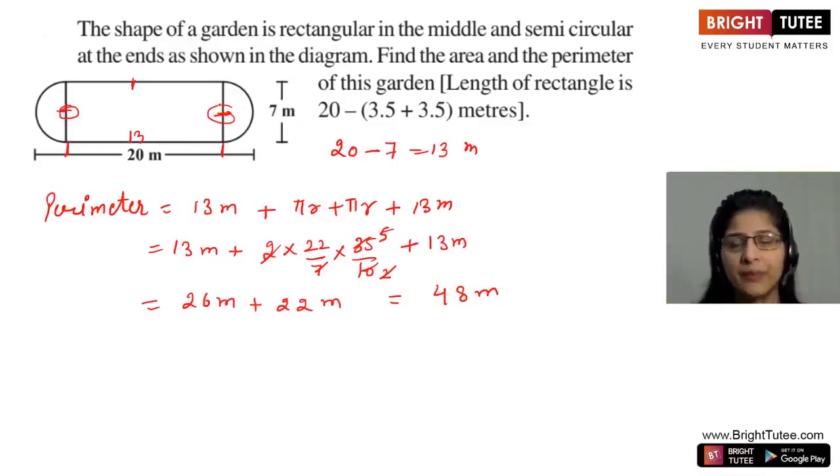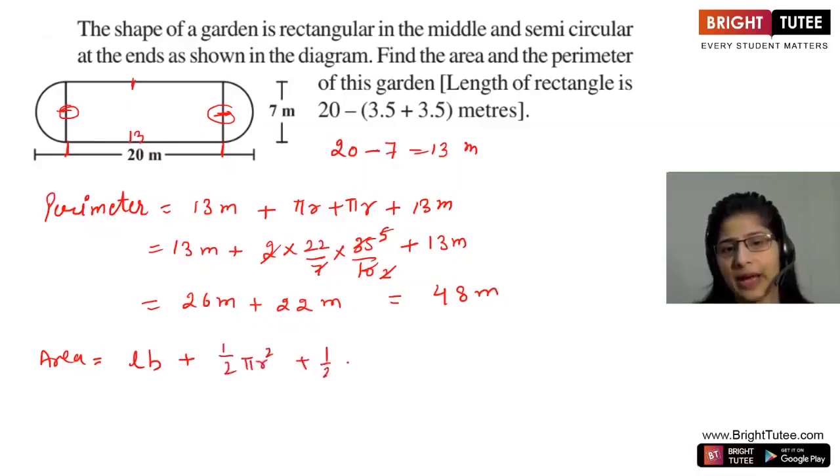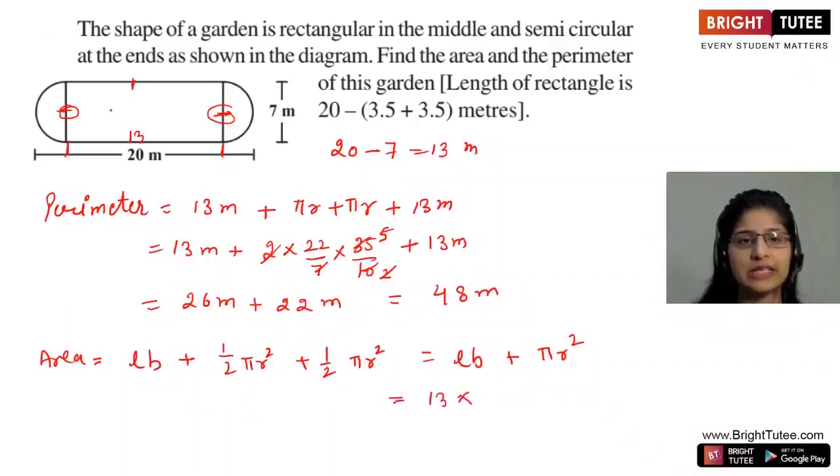Now comes the area. So in area, we will find out the area of the rectangle, that is length into breadth, plus the area of these two semicircles. So half pi r square plus half pi r square. So this becomes length into breadth plus half and half becomes 1 pi r square. So what is length? 13. Okay, what is breadth? Just see, it is 7. The diameter is the breadth only.